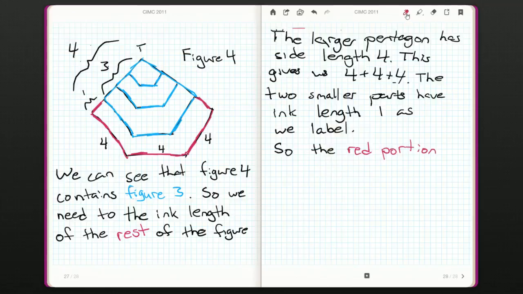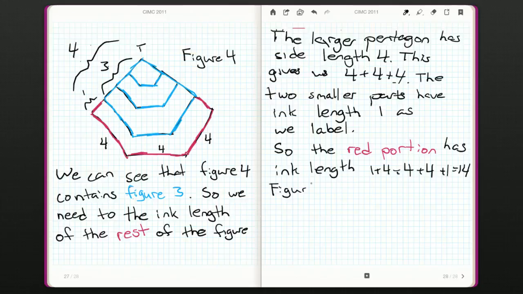Oops. So the red portion here has ink length 1 plus 4 plus 4 plus 4 plus 1. And that's quickly added up to be 14. I guess we should label this in blue as well.